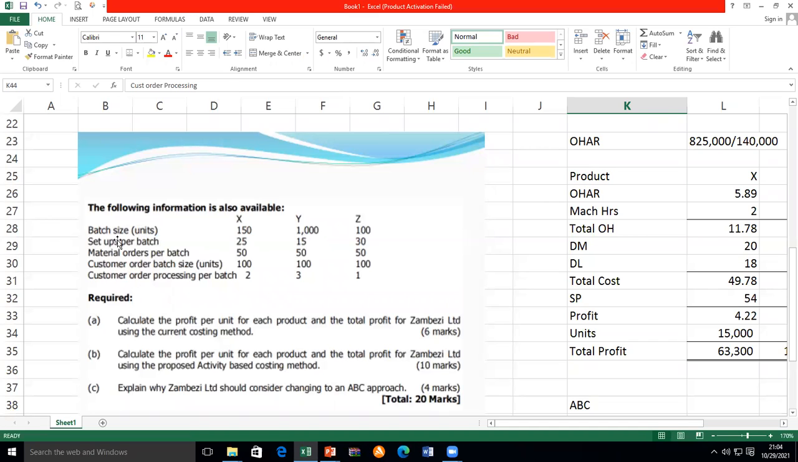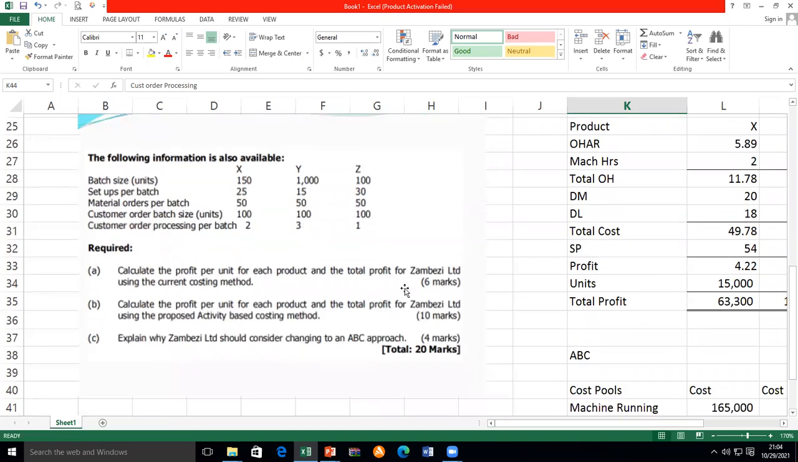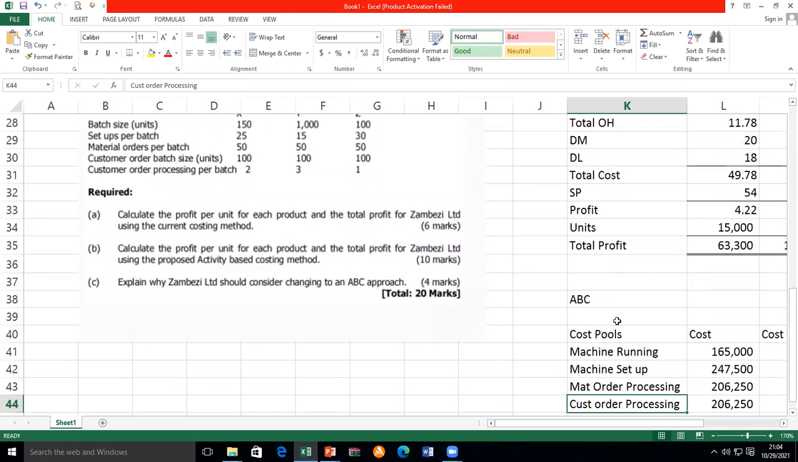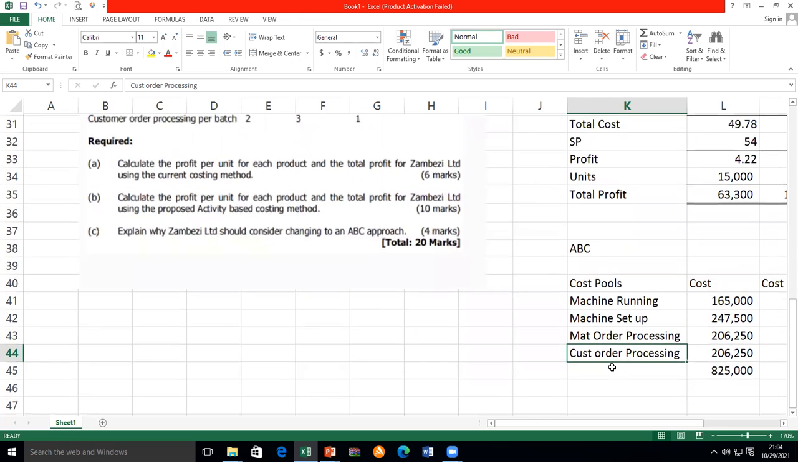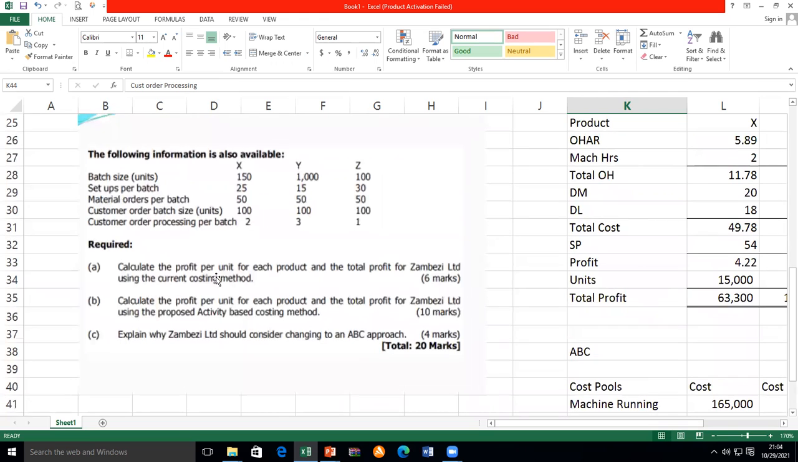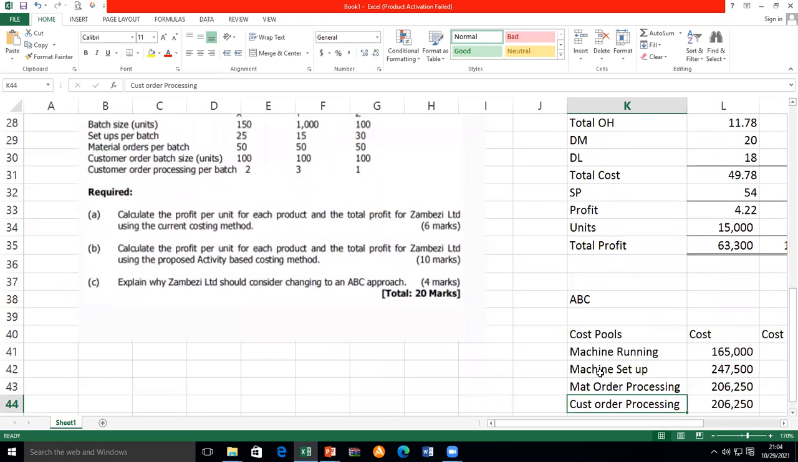Customer, number of batches. So machine running, machine setup, material order processing, customer order processing. Let's think about the cost drivers. Machine setup cost. You agree with me that it's the setups per batch, number of setups per batch.